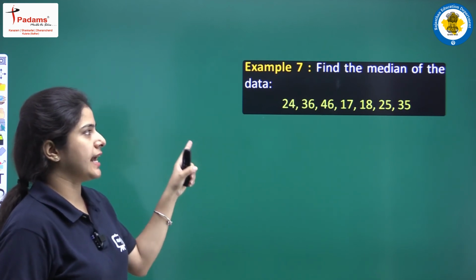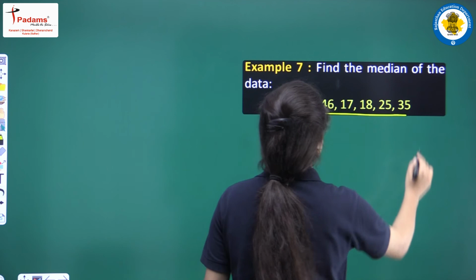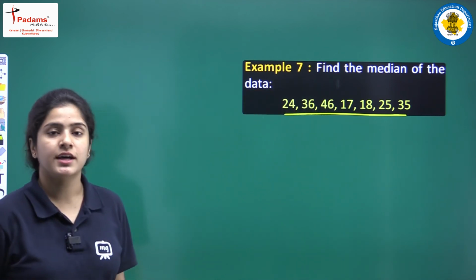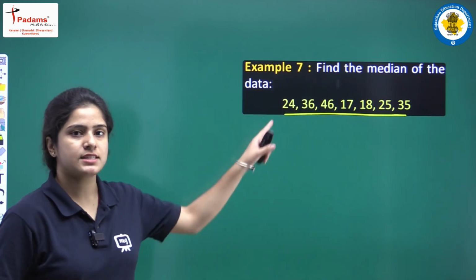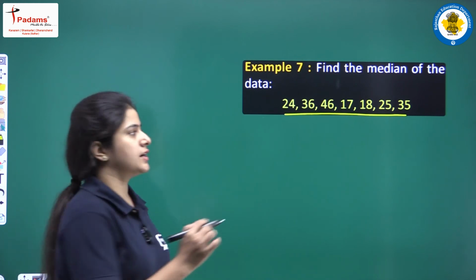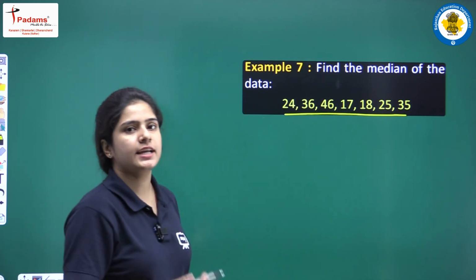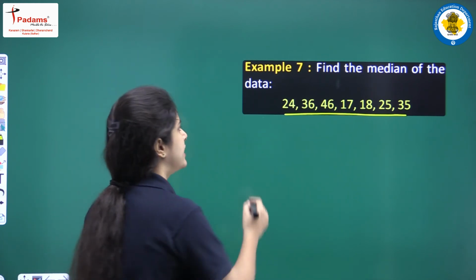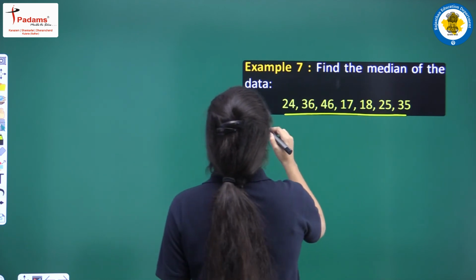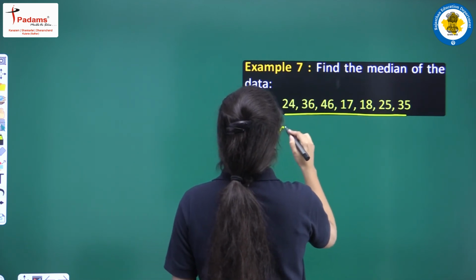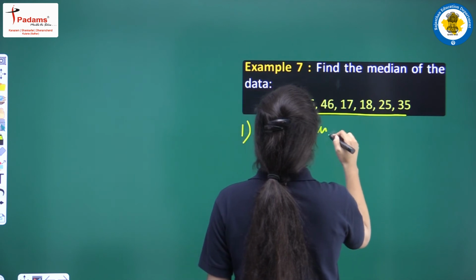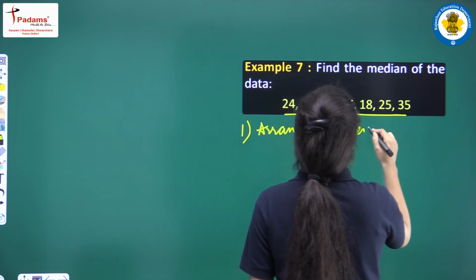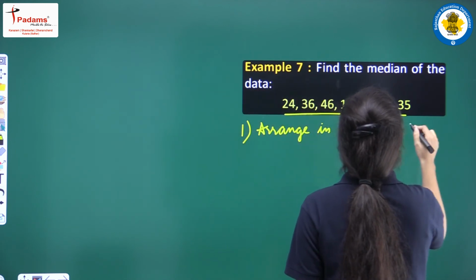Okay students, looking at an example of the median, find the median of the data. This is the data given to us and we have to find the median of it. Firstly, we need to arrange this data into ascending or descending order. So we'll first arrange in ascending order. Right, students?